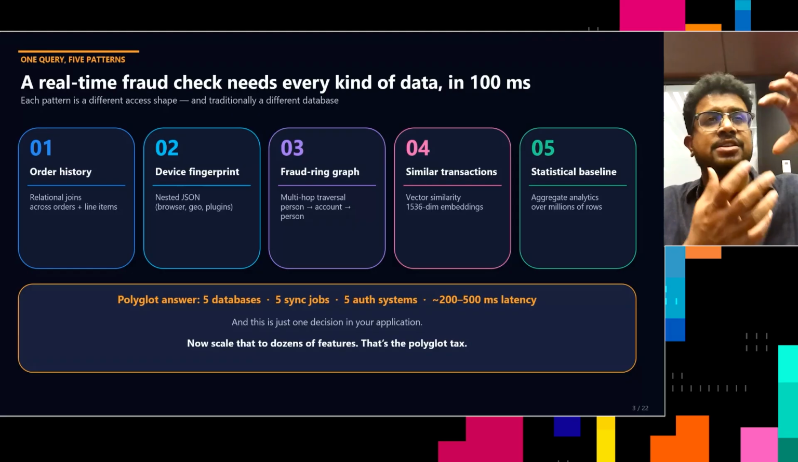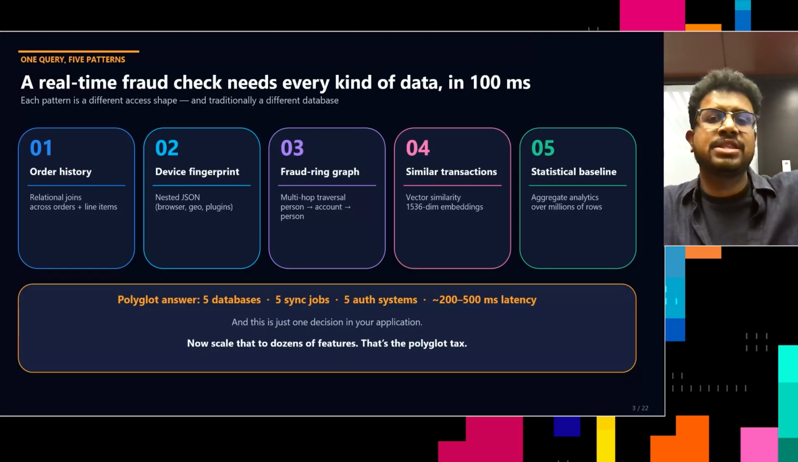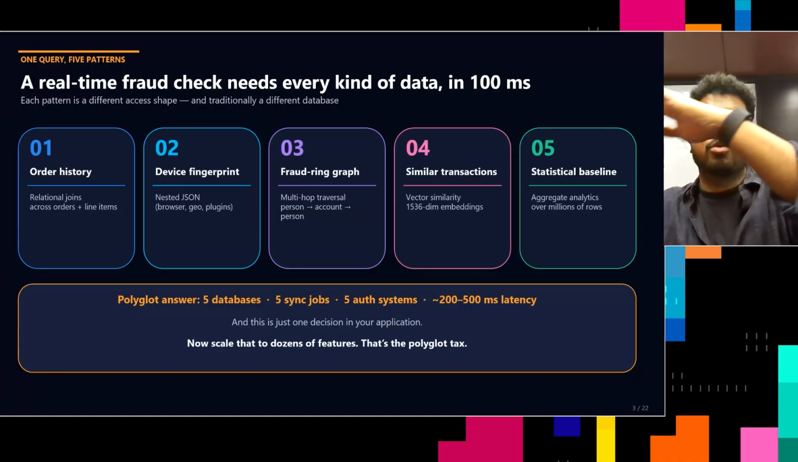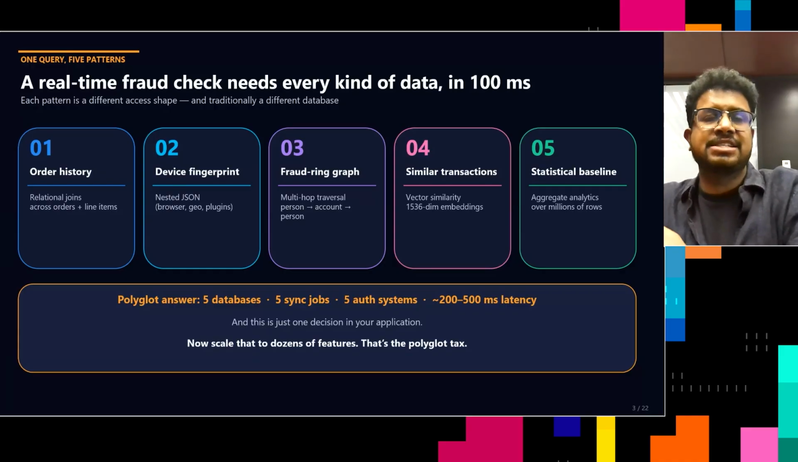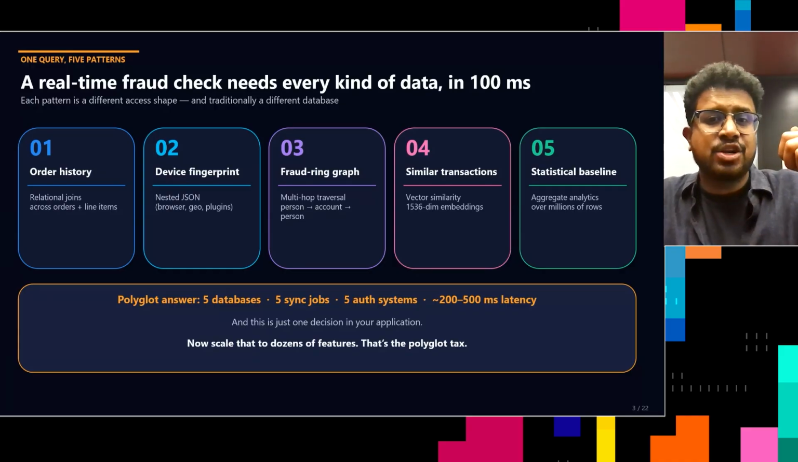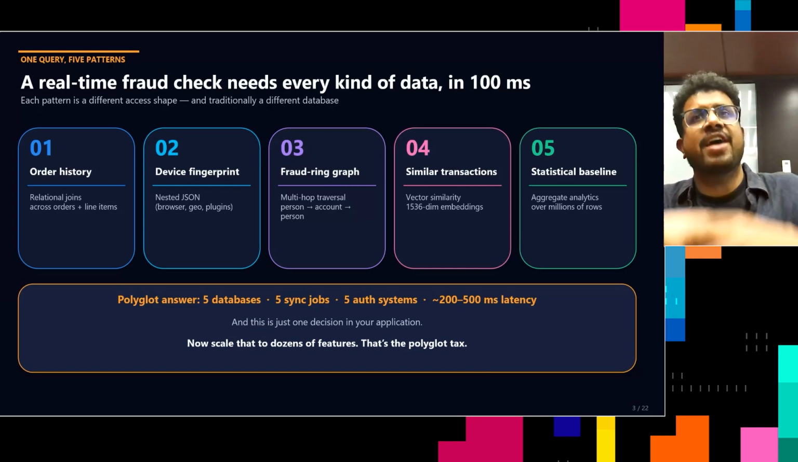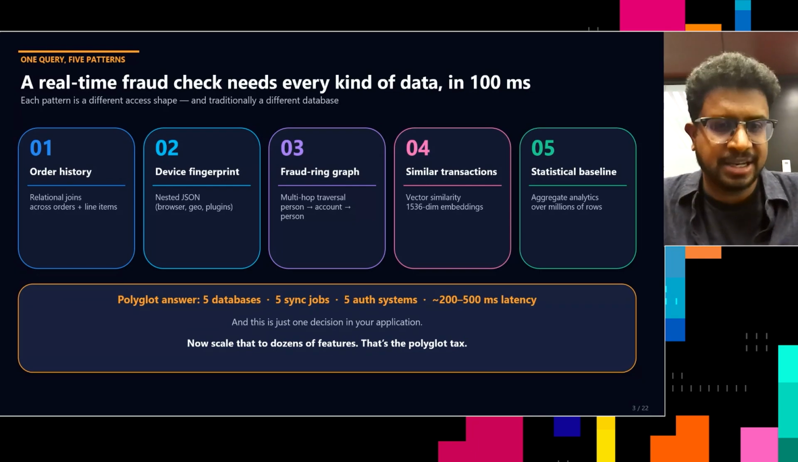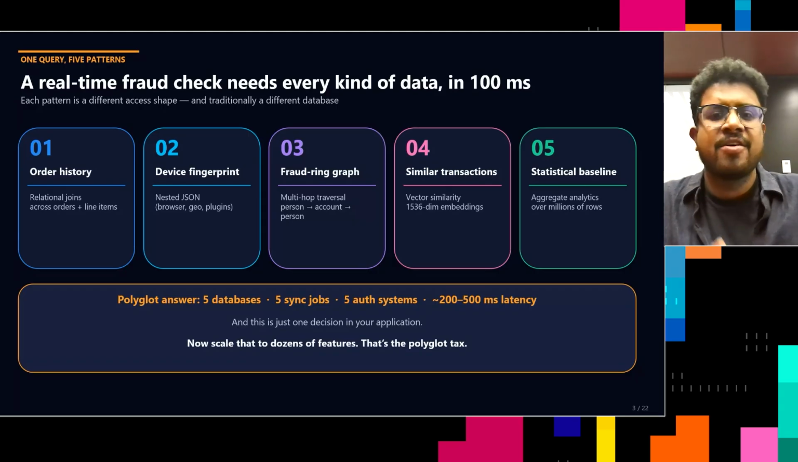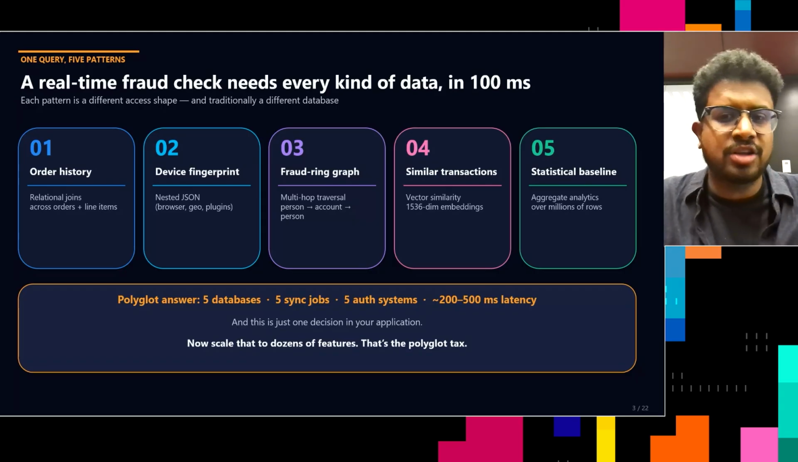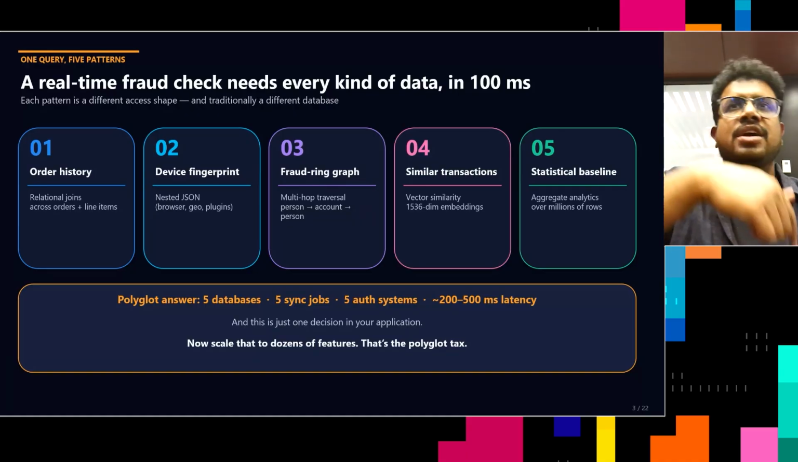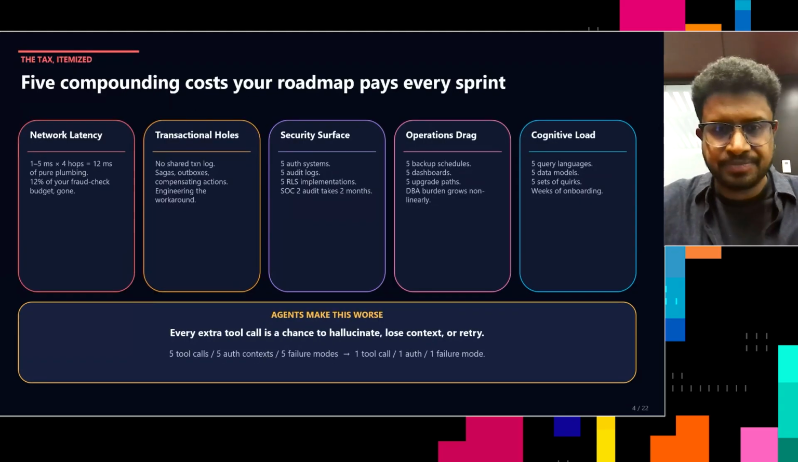If you want to find similar transactions, what is this transaction looking like? Buying something from Walmart, what does that look like? Is there a similar transaction to that? There is that too, and then finally you would want all of this coming to a statistical baseline, which essentially means analytics. You have 5 different databases, 5 different sync jobs, 5 different auth systems, and because of all of this, you have so much latency because your application needs to wait to read from all of this.